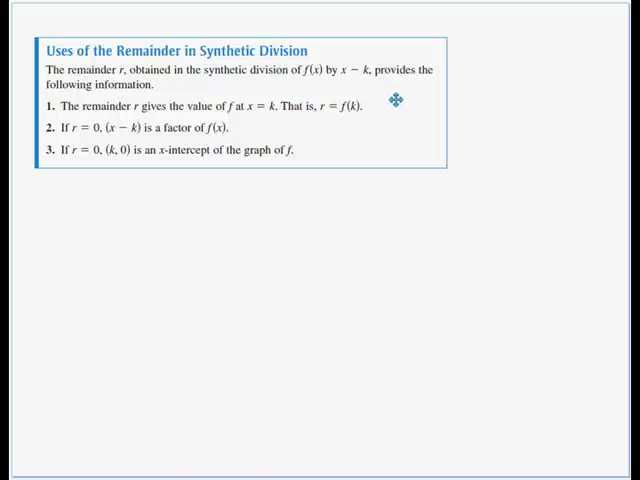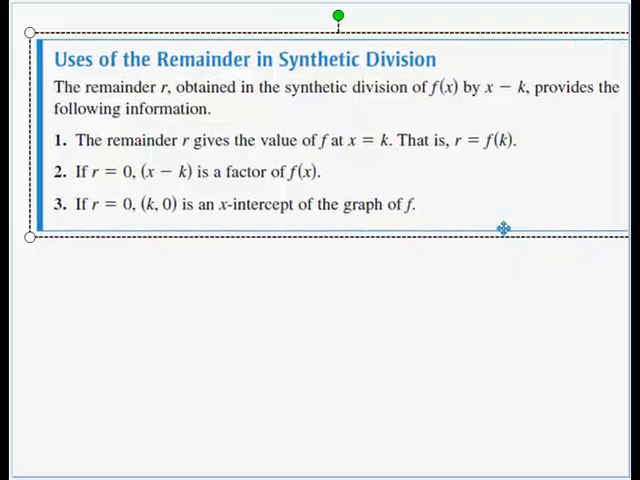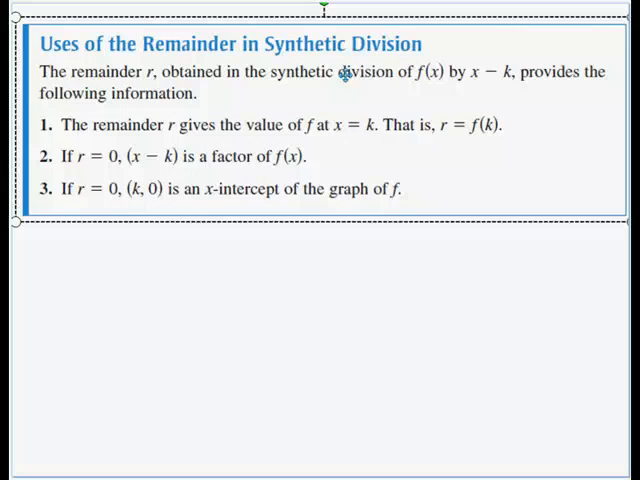All right, so using this remainder theorem in synthetic division. The remainder r, obtained in the synthetic division of some function by this binomial x minus k, provides the following information. 1. The remainder r gives the value of the function at that given k. That is, f of k is equal to the remainder. If the remainder is 0, x minus k is a factor of f of x. If the remainder is equal to 0, k, 0, whatever this number is, without the minus sign, will be an x-intercept of that graph.